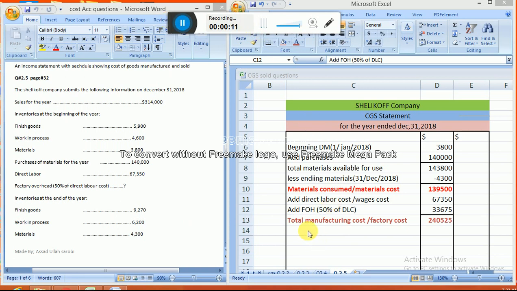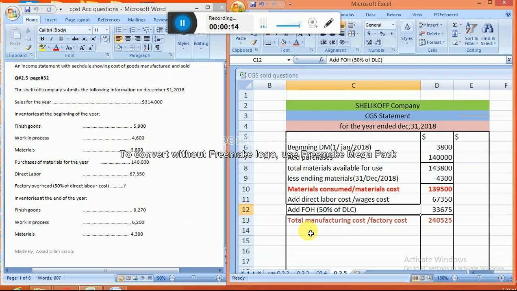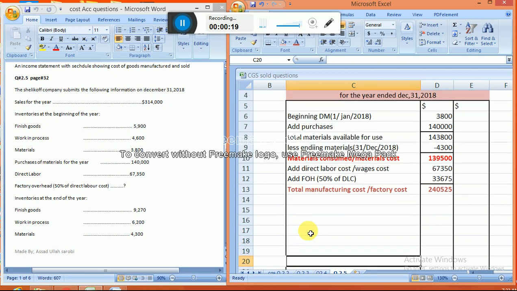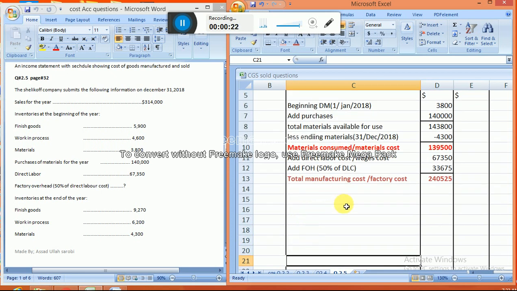So we solved the question up to the manufacturing cost portion, and our manufacturing cost was how much? That is 2,40,525. So hope you will understand the calculation up to the total manufacturing cost, or factory cost. It means that the 2,40,525 is the work in process for the current year, 2018.